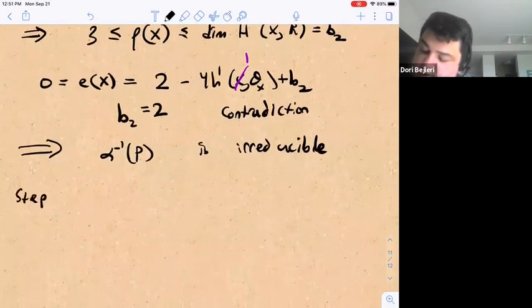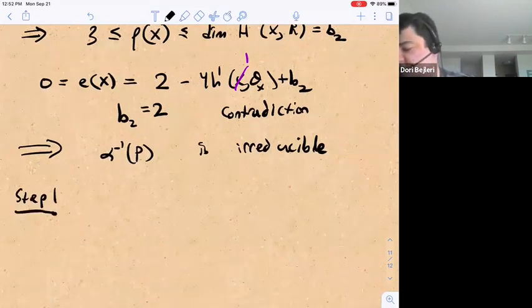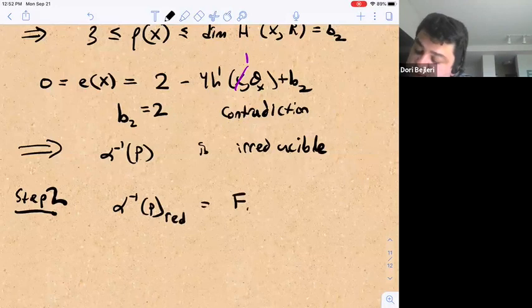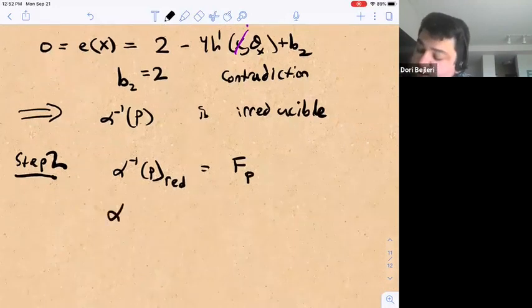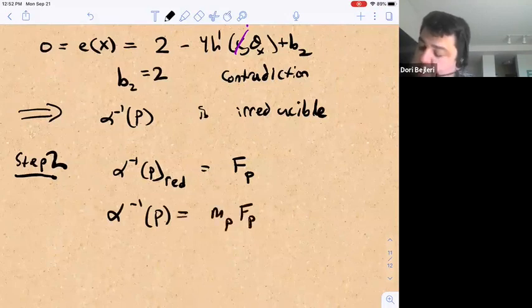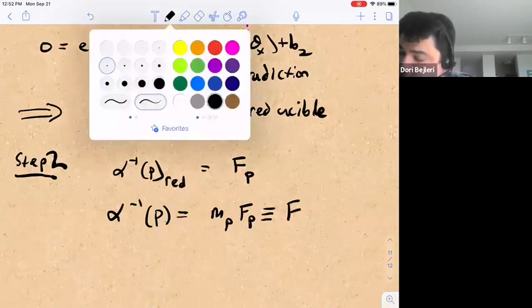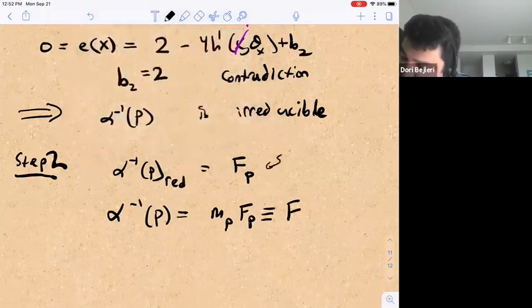Okay, so step 2, we want to understand how non-reduced they can be and whether the reduced fiber has to be smooth. So let's write down some notation. Let's call alpha inverse p reduced, let's denote it by Fp. And so the full fiber alpha inverse p will be some multiple of Fp, depending on what point you're at. And we know that these are numerically equivalent to a general fiber F. And we also know by step 1 that Fp is irreducible.